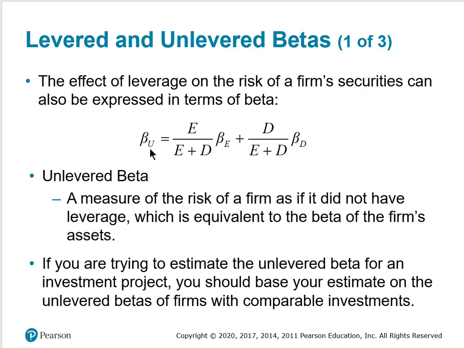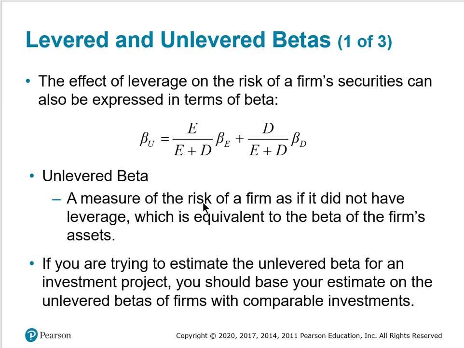So the beta sub u, unlevered, is the proportion of equity times the beta of equity, plus the proportion of debt times the beta of debt. It's a measure of the risk of a firm as if it didn't have leverage. That's what unlevered beta is. It's equivalent to the beta of the firm's assets.